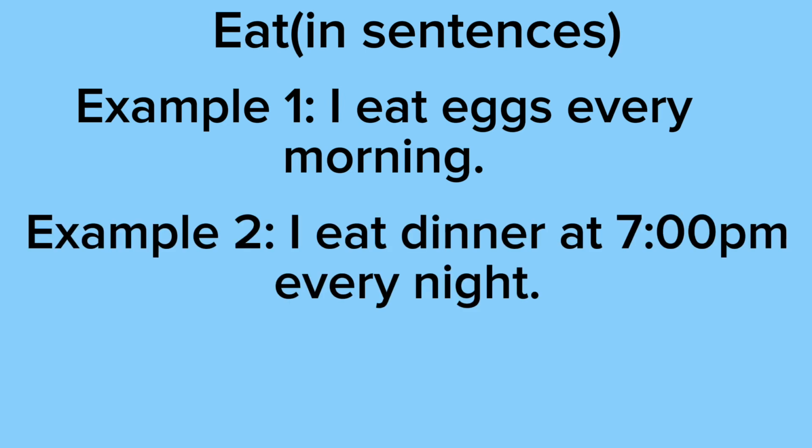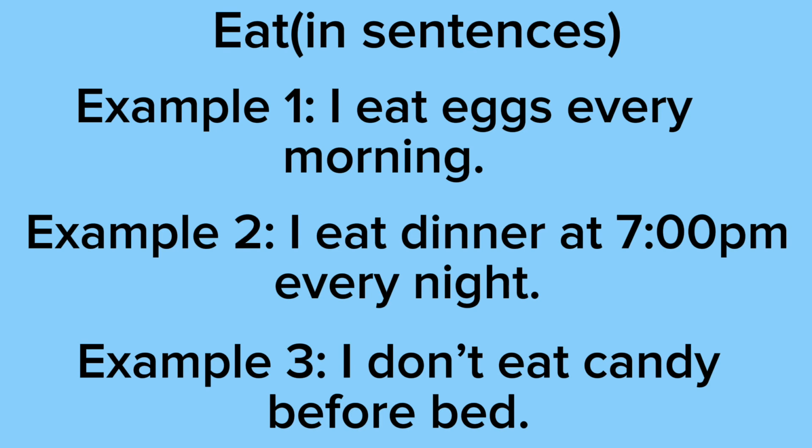Example 2 says I eat dinner at 7 p.m. every night. This also indicates a reoccurring thing. I eat dinner every night at 7 p.m. Example 3 says I don't eat candy before bed. This indicates that I don't eat candy at all before bed, so this is also a reoccurring theme.